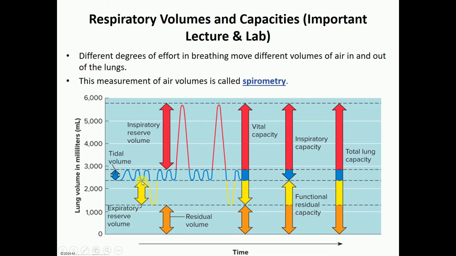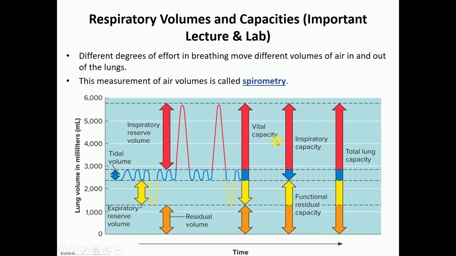Now, the expiratory reserve volume is the amount of air that a person can exhale after a normal exhalation. So you exhale normally, and then you try to blow as much air as possible out of the lungs. That is the expiratory reserve volume.